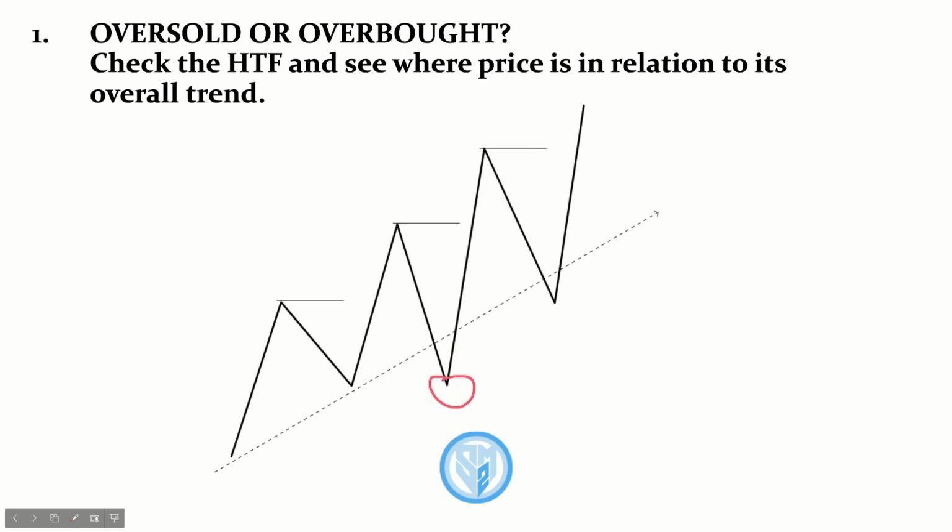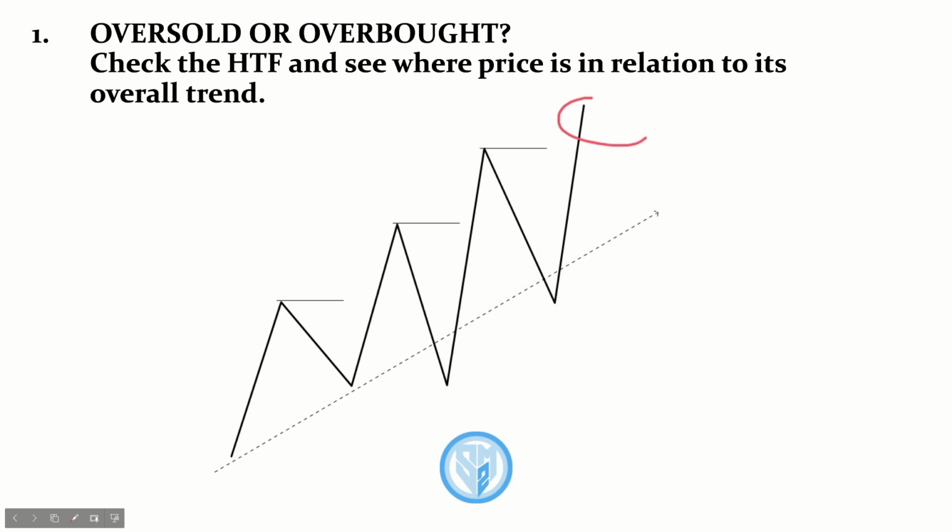So if we were over here, or over here, or over here, or over here, I can understand price being oversold because we are very, very close to this trend line. The further price is away from this trend line, the more overbought it is. Therefore, the more likely it is that it's going to start retracing and making its way back down to the trend line, okay?